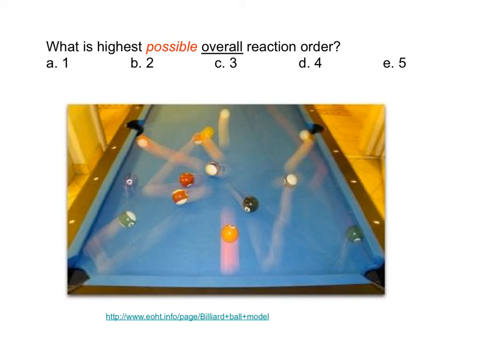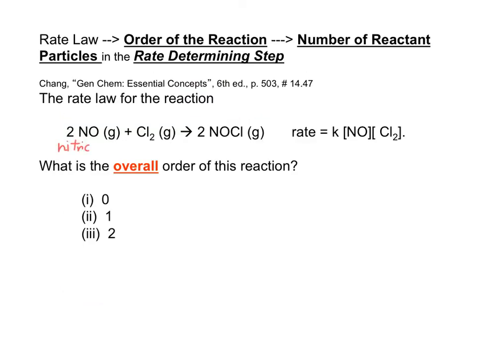How probable or likely is it for 2 balls to collide on the table? Pretty high. What about 3 balls colliding at the same spot at the same time? The probability is lower. How about 4 balls colliding? Even lower. 5 balls colliding? Unlikely.